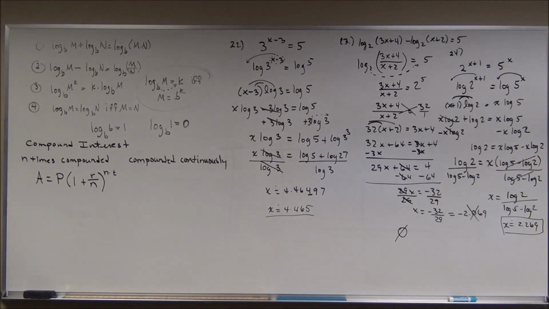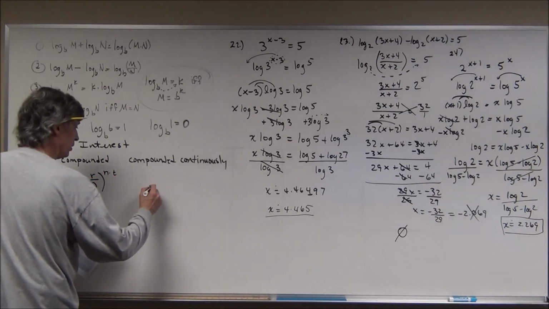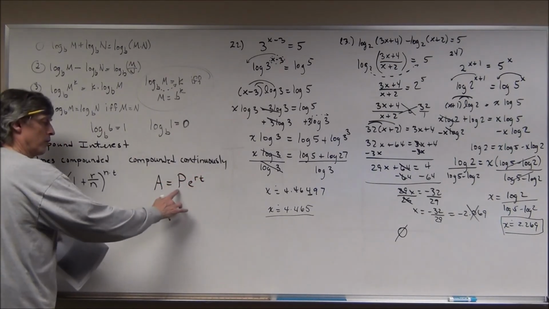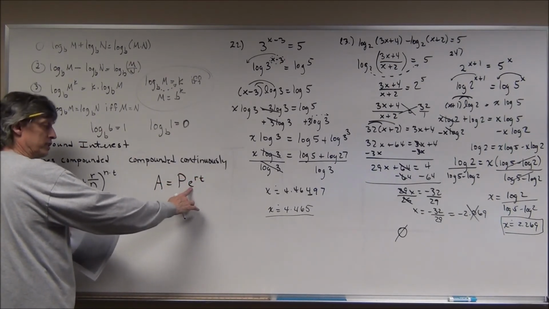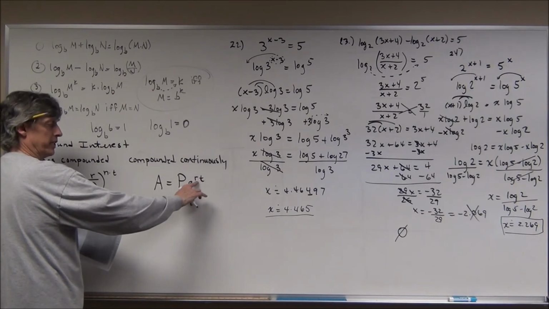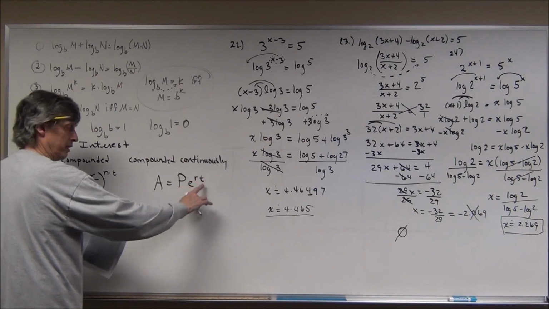If it's compounded continuously, it looks like PERT. P-E to the RT. Where that's your principal, that's Euler's number there, that's about 2.718 and so on. That's your rate of interest. Again, you'd write that as a decimal, and that's your time in years.